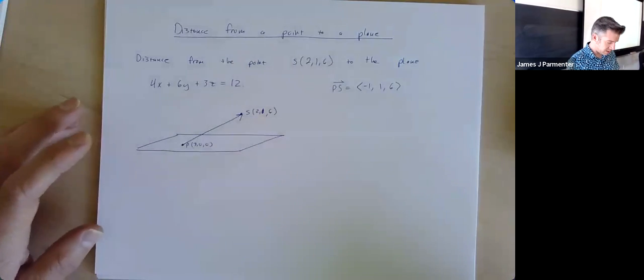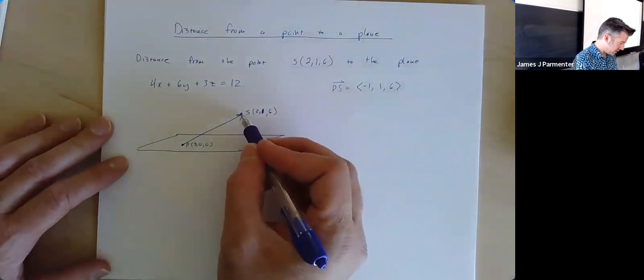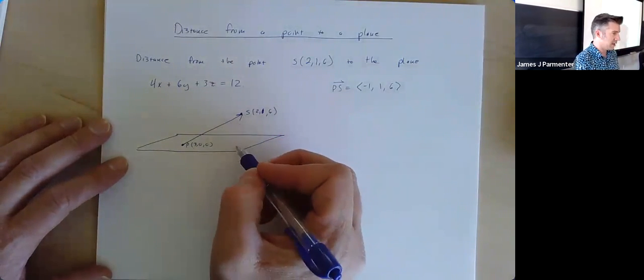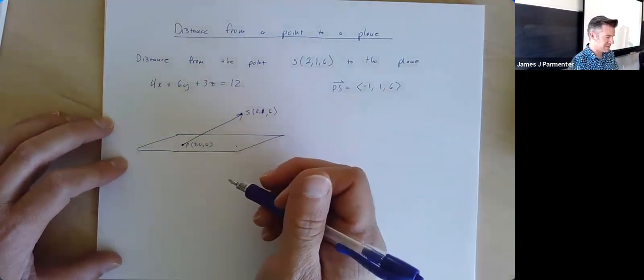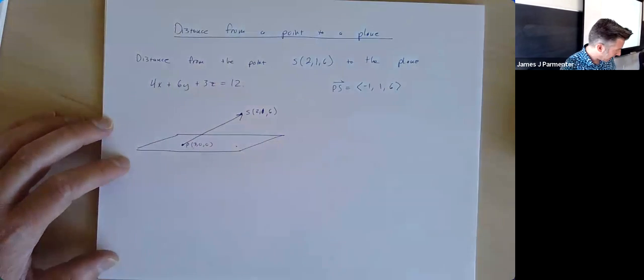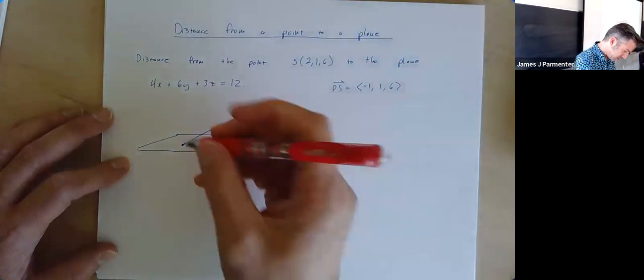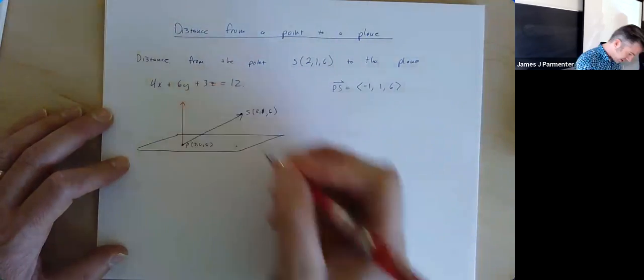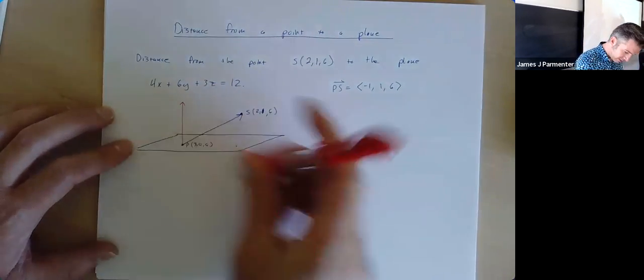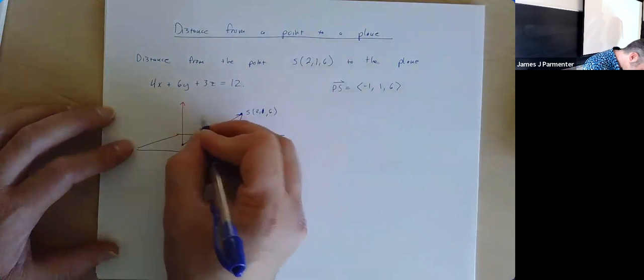Now, here's the thing we don't want to do. We don't want to drop a perpendicular from S to the plane. It's the wrong way to go. It's the way I usually end up going when I first do this every time. I'm like, oh, wait, this isn't working. What we actually want to do is think about drawing a perpendicular from this point P upwards, and then thinking about the triangle it's going to make over here.